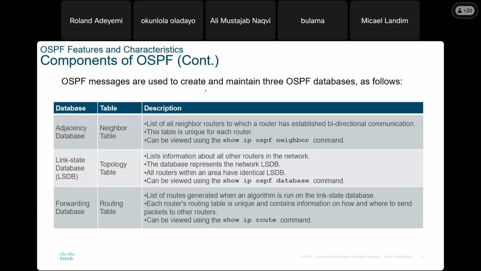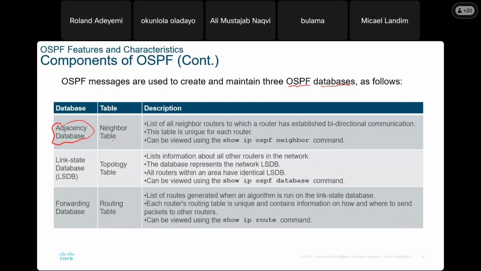OSPF messages are used to create and maintain 3 OSPF databases. So all those packets that I mentioned earlier, we've not gone in depth. In the process of exchanging those packets, some information is being passed across, and as that information is being passed across, databases are being built. It's like I'm giving information, you need to keep the information somewhere. So for OSPF, they have what we call the adjacency database.